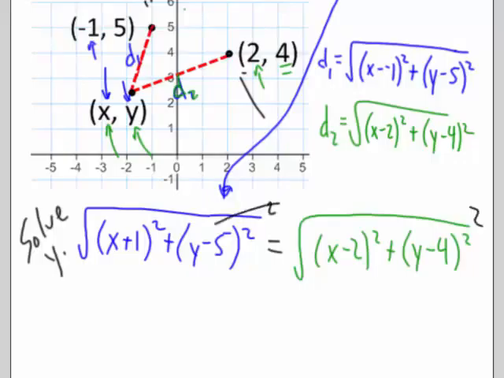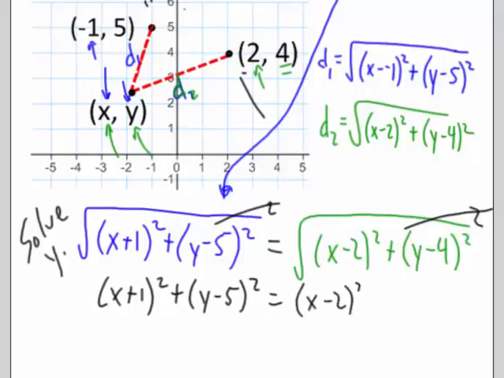So that would cancel the square roots, and I'd be left with (x plus 1) squared plus (y minus 5) squared equals (x minus 2) squared plus (y minus 4) squared. Okay, and I can't square root to get rid of these squares because of the plus signs in between, so that would not work. I couldn't square root both sides here. But what I could do is expand both of these out. So that's what I'm going to do.